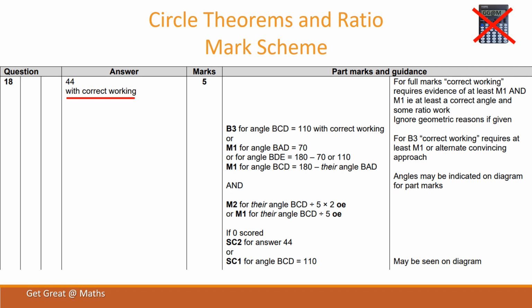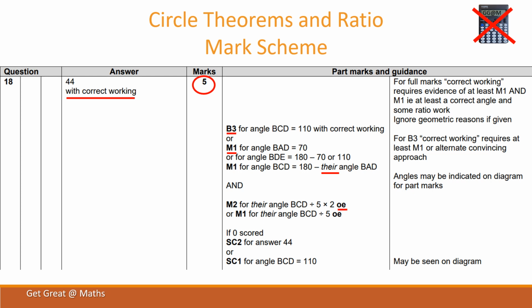Well done. Now the mark scheme says your answer is 44 for showing correct working. This was worth 5 marks. B3 means that there is a method mark, 3 of them, for getting the answer 110. M1 is 1 method mark for getting the angle of 70. The word "their" there means using your answer. So whatever answer you got, if you do 180 minus the answer you got, then that will give you a method mark for using your angle.